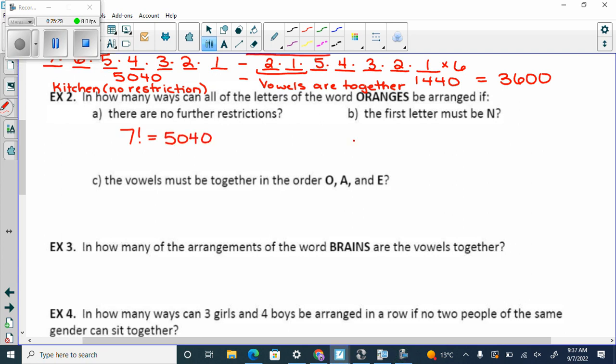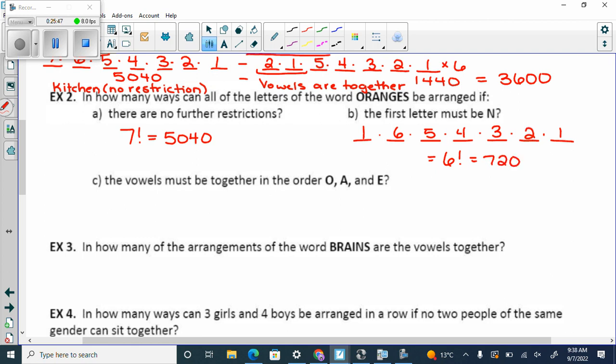Then it says the first letter must be an N. 1, 2, 3, 4, 5, 6, 7. So the first letter must be an N. Then I have 6 letters left. 5, 4, 3, 2, 1, which is 6 factorial, which is 720.